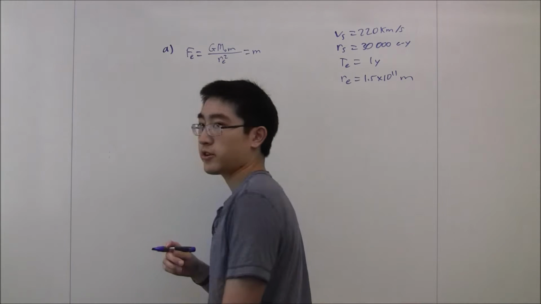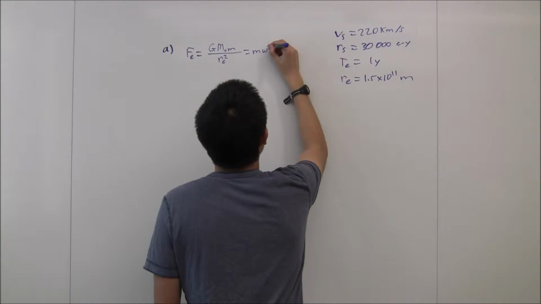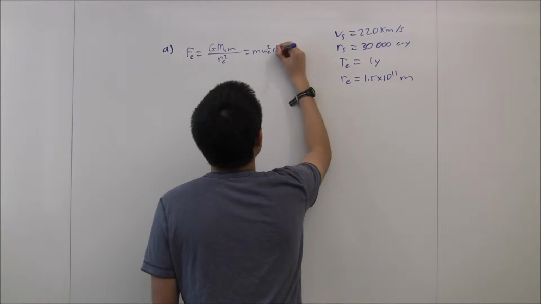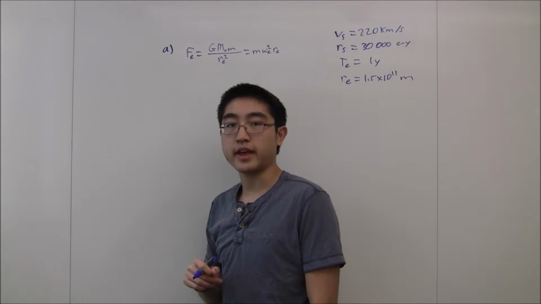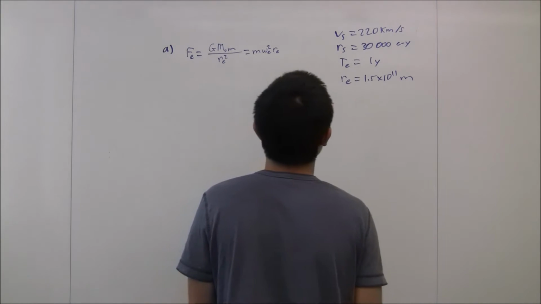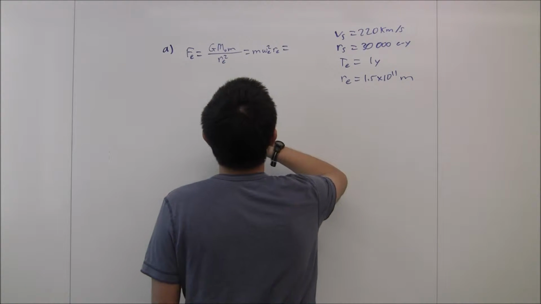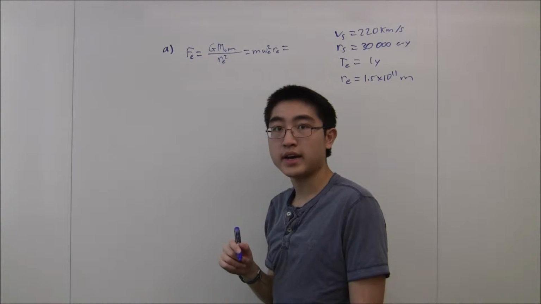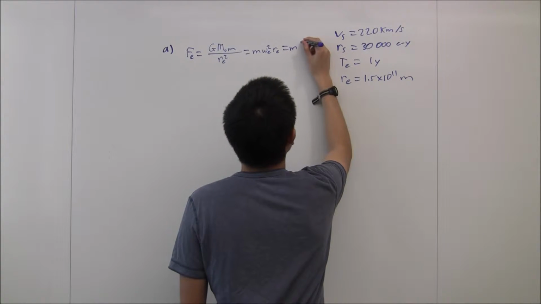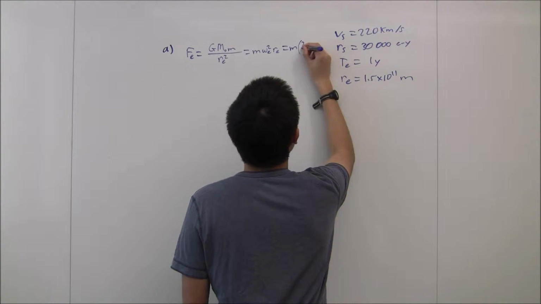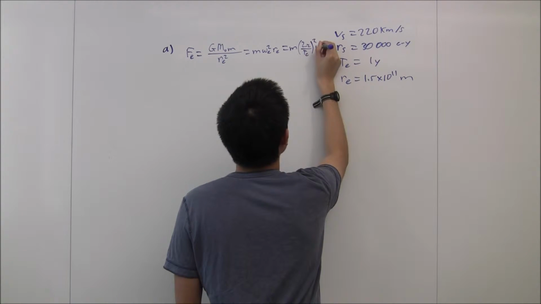So remember that the radial acceleration for circular motion is given by omega squared times the radius, where omega e is the angular velocity of the Earth about the Sun. So we know that omega is just 2 pi over the period. So we have that this is equal to m times 2 pi over the period t of e, all squared times r of e.